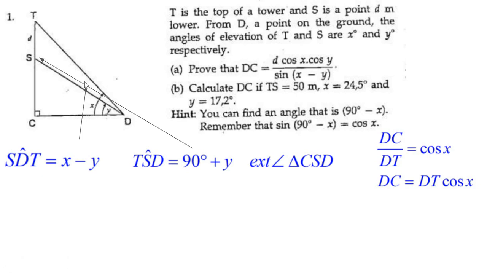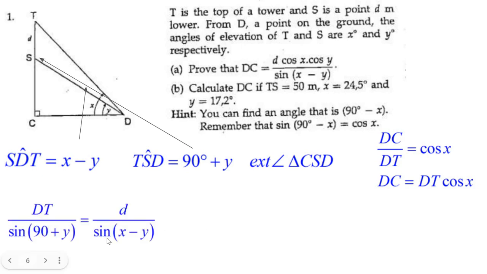Okay, now it's just law of sines, except now we've got X minus Y. Well, D goes with the sine of X minus Y, and DT goes with the sine of 90 plus Y. We figured out that's 90 plus Y. So we can make the law of sines. DT goes with the sine of 90 plus Y. D goes with the sine of X minus Y. Oh, look at this. D over sine X minus Y. Gee, it looks like we're almost to the answer.